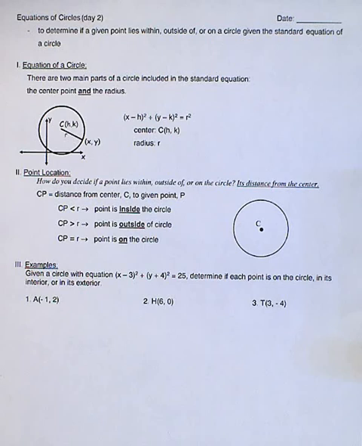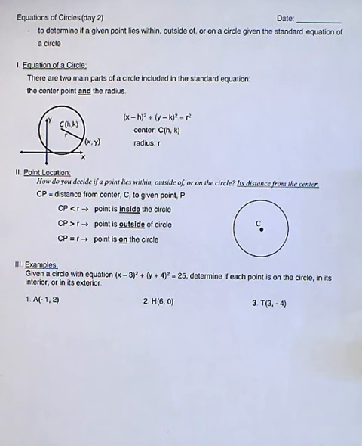You know how to find the center of a circle and how to find the radius. Now we're going to do a little more with that information. Today we're going to determine if a given point lies within, outside of, or on a circle, given the standard equation of a circle. As a reminder, there are two main parts of a circle included in the standard equation.